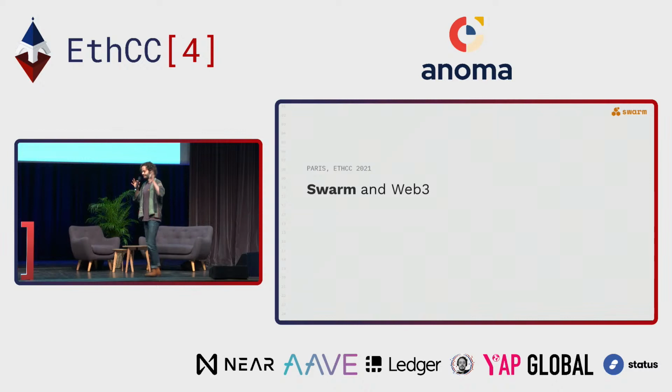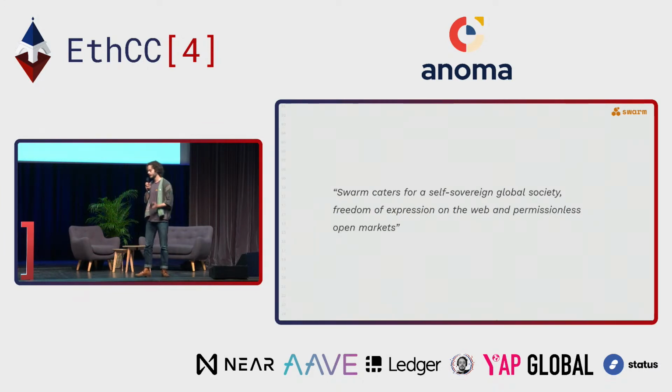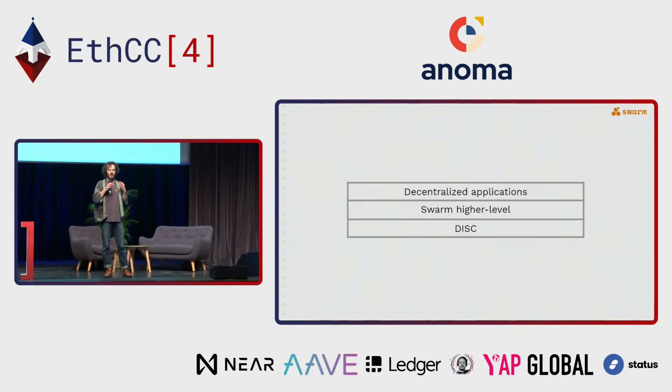Okay, so I explained what is Swarm, and what is left basically is to talk about how Swarm fits in the Web3 stack. And as we say in the Swarm white paper, Swarm caters for a sovereign, self-sovereign global society, freedom of expression on the web, and permissionless open markets. But up until now, I've been only talking about chunks and small pieces of data. It's not really something that, I don't know, Edward Snowden can use.